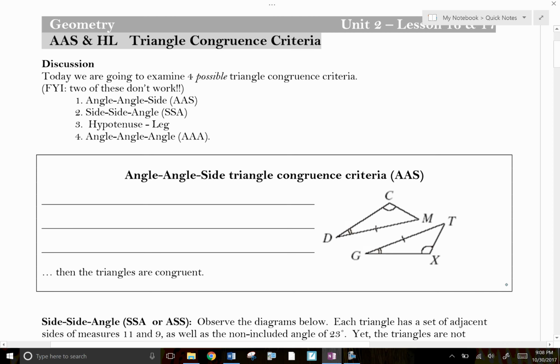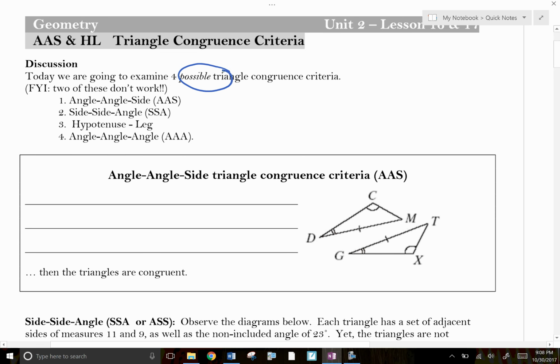Okay, so we are going to talk today about the last two triangle congruence reasons you can use to prove triangles congruent. Now, at the top it says today we're going to explore 4 possible triangle congruence criteria, except we're actually not going to get 4 to work. We're only going to get 2 to work. That's why it says FYI, 2 of these don't work.